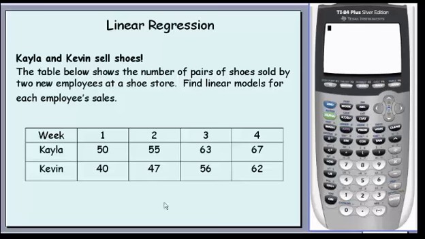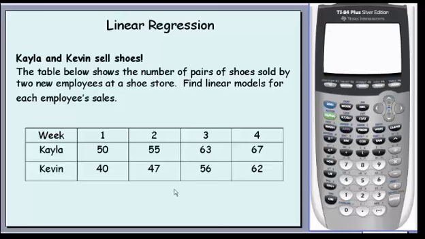Here's our problem. We have two people, Kayla and Kevin. They are selling shoes. There's a table of values here, and there are two different sets of data: Kayla's data and Kevin's data. Our goal is to use the calculator to help us model the trend of shoe sales for each person, so we're going to eventually have two different lines.